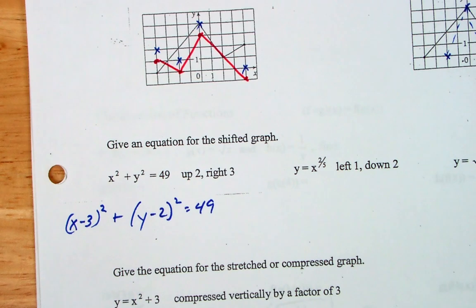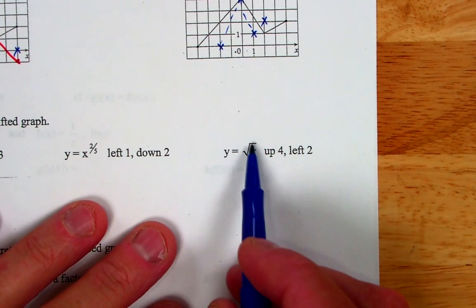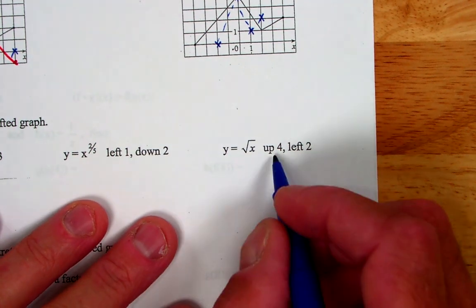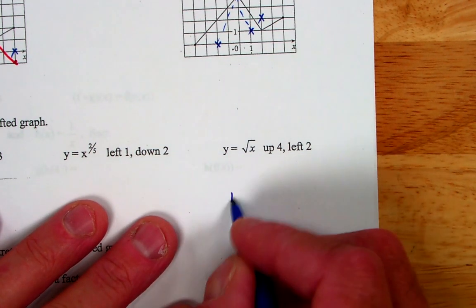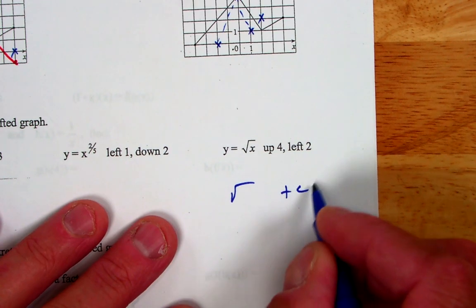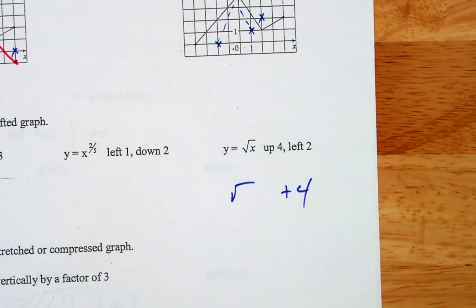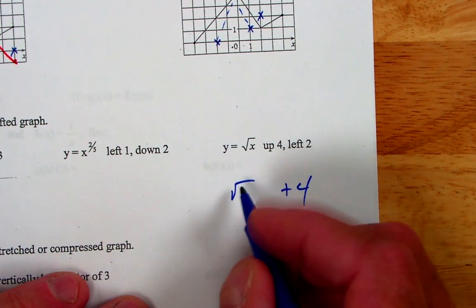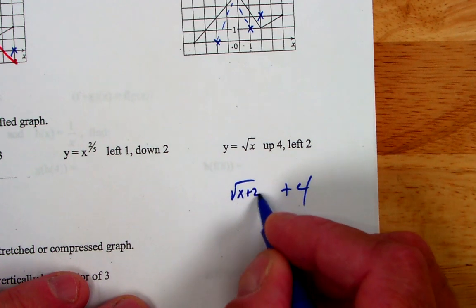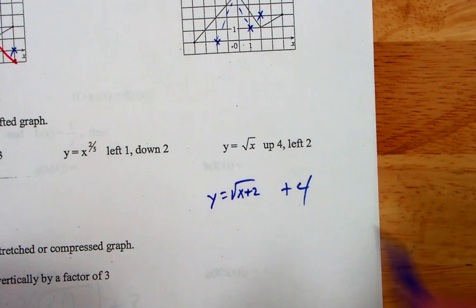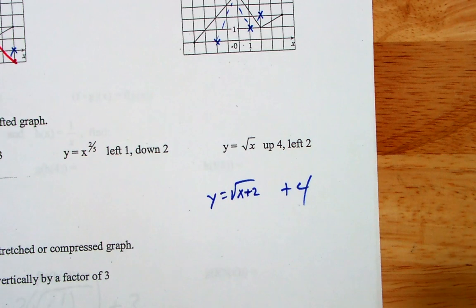Okay. We'll skip to this last one here. Y equals square root of x up 4. Well, it's going to be a plus 4 on the outside. Left 2 is going to be plus 2. No, but wait a minute. It's left 2. Isn't that negative 2? So it's got to be opposite.